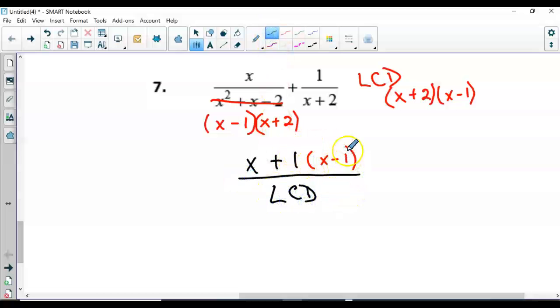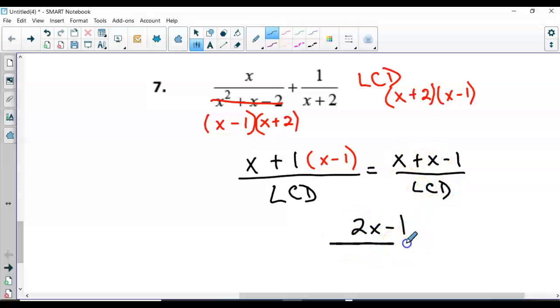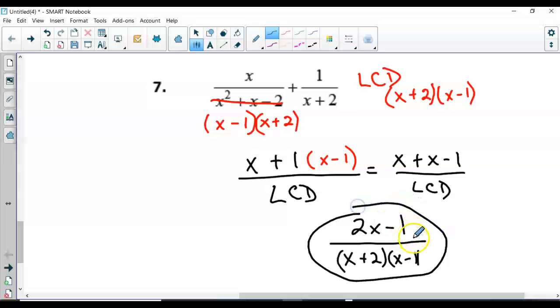So if we distribute 1, we get x minus 1. So we have x plus x minus 1 over the LCD. So combining like terms, we end up with 2x minus 1. Can't factor that in any way. We have x, the LCD, x plus 2, x minus 1, and that is our final answer.